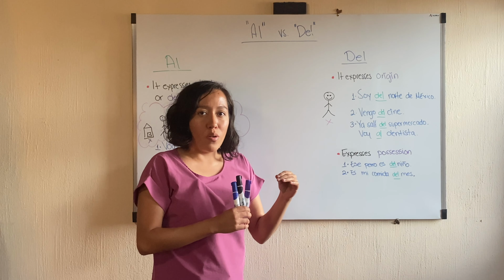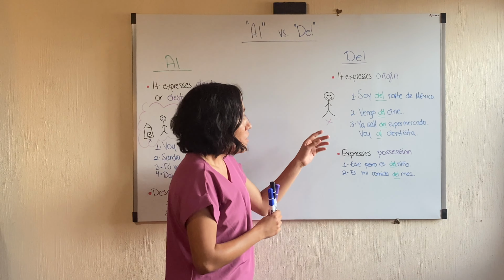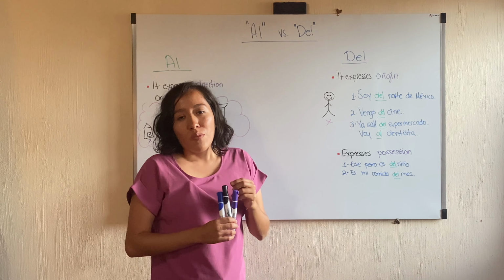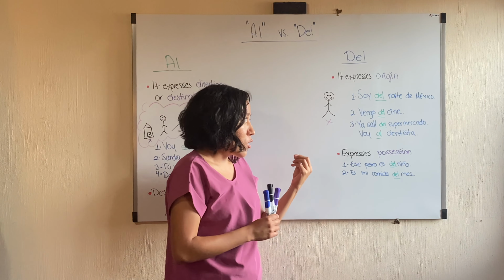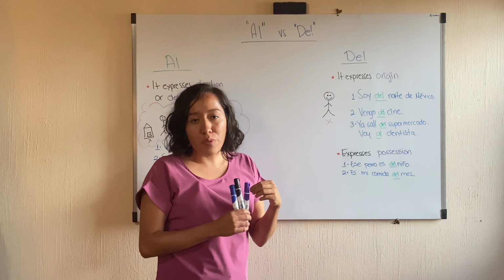On the other side, we use del to talk about origin, to express where something or someone is coming from. For example, soy del norte de México. I'm from the north of Mexico. Vengo del cine. I'm coming from the movies.